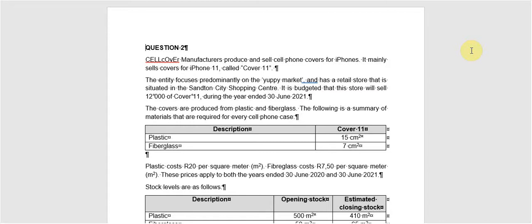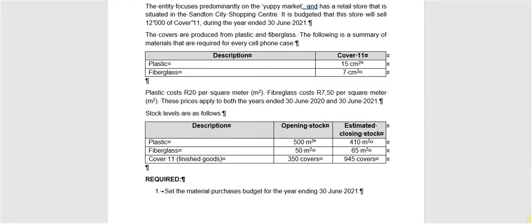The following is a summary of the materials required for every cell phone case. We need plastic, 15 square centimeters, and fiberglass, 7 square centimeters. Plastic costs 20 Rand per square meter, so again we're going to use the larger measurement. Fiberglass costs 7 Rand 50 per square meter, again using the larger measurement. These prices apply in both the years ended 30 June 2020 and 30 June 2021.